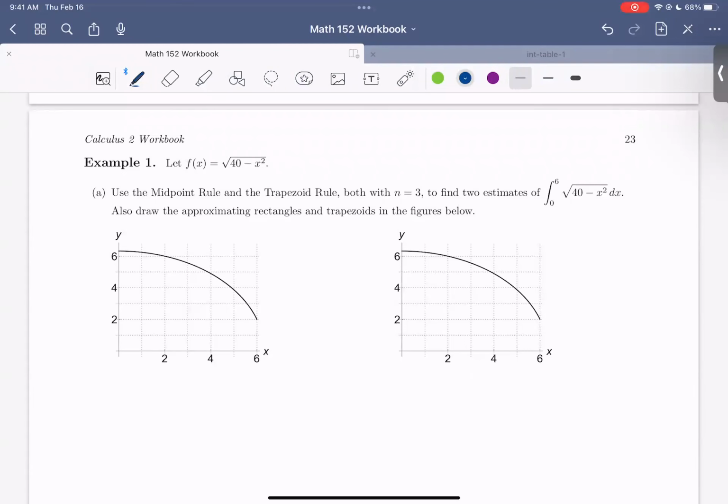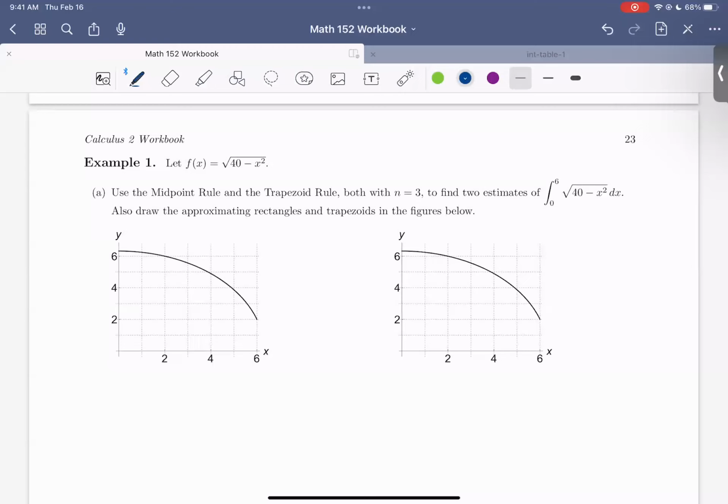Hello, everyone. In this video, we're going to look at example 1 in section 5.6, where we're going to apply the midpoint and trapezoid rule to approximate an integral. Because these rules should start to feel fairly familiar, since they are similar to the ways in which we've estimated integrals using rectangles, I encourage you to pause the video and try to work out these examples on your own first, and then continue watching to compare. All right, let's get started.